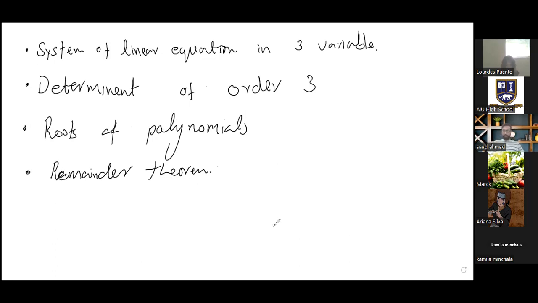Okay, so let's start with the system of linear equations. A system of linear equations means we have linear equations like we had before: mx plus b is a linear equation, and ax plus by is a linear equation. But what we are doing in particular now is a system of linear equations in 3 variables. We have 3 variables x, y, and z, and we will have a system.